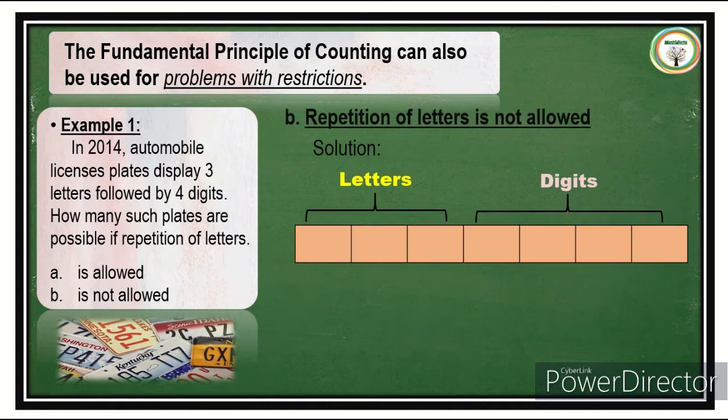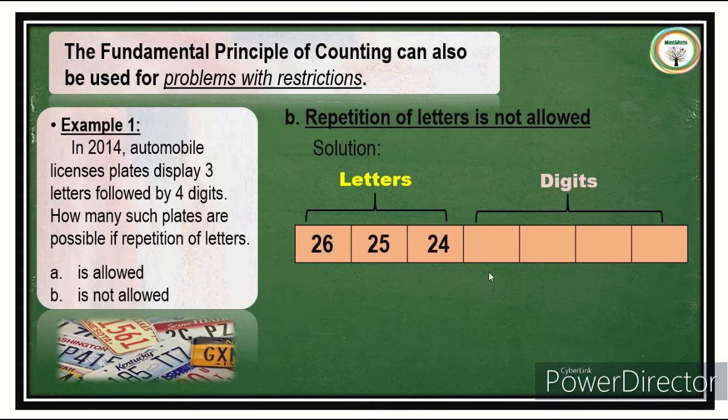Next, let's have repetition of letters is not allowed. So for the first character, again, meron tayong 26 choices for the letters. Then for the second character, dahil hindi na pwedeng gamitin yung nagamit na nung una, so meron na lang tayong 25 letters na pwedeng gamitin para sa second character. Then for the third character, again, hindi natin pwedeng gamitin yung nagamit na sa first at sa second. So nandito na lang sa third character ay meron na lang tayong 24 choices of letters.